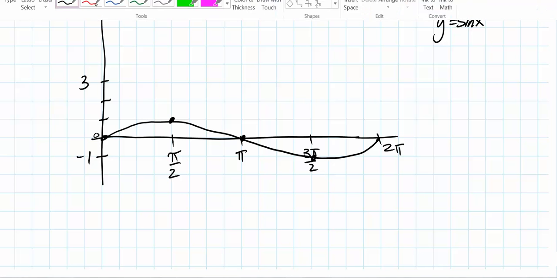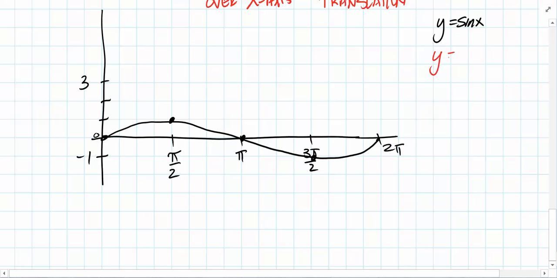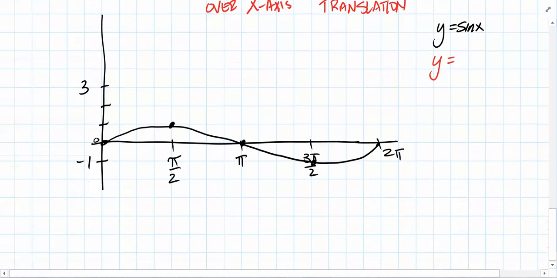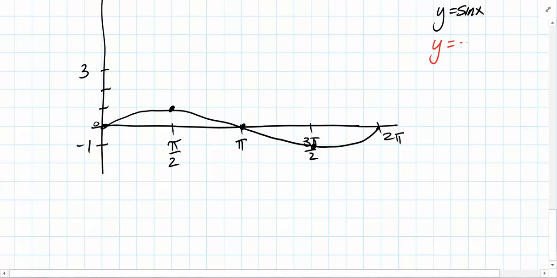Then I'm going to use a different color, red. According to this, I do the amplitude first, so I'm going to do a reflection, negative sine of x. What's that going to do to my black graph? It flips it over the x-axis. So if I flip this point, it stays there. If I flip pi over 2, 1, it goes down here. Notice you have sort of the opposite of what you had before: a flipped graph there in red.